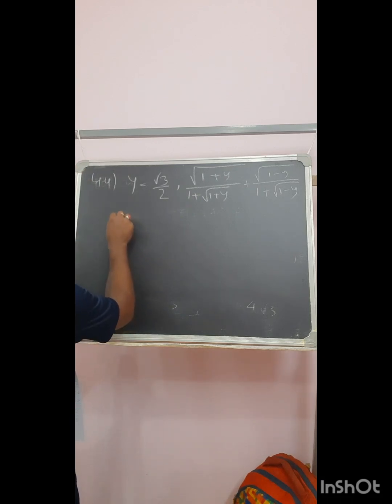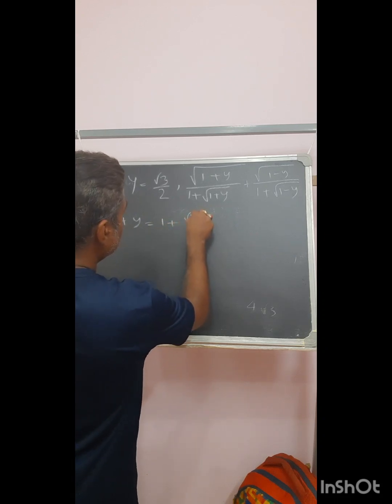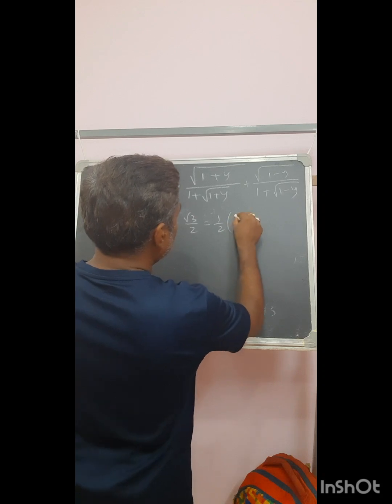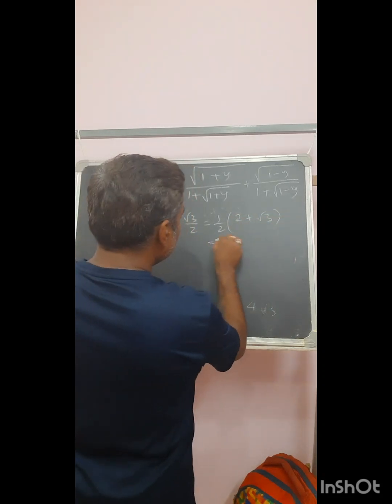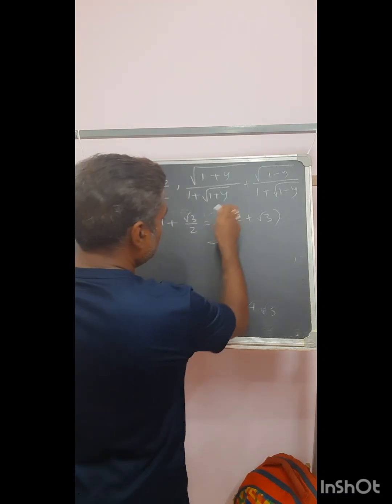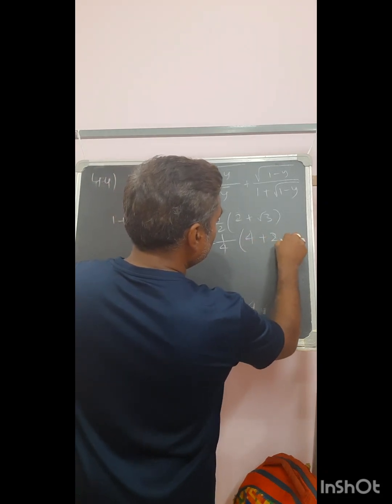So what I will do, I will calculate 1 plus y first. So it will give me 1 plus root 3 by 2. This will be half. If I take out, it will be 2 plus root 3. Now I will further multiply with 2 on numerator and denominator. It will give you 4 plus 2 root 3.